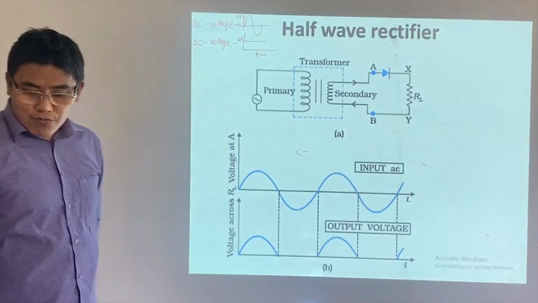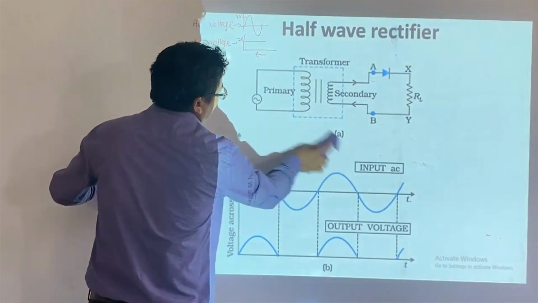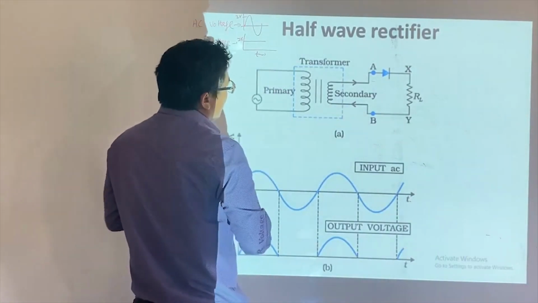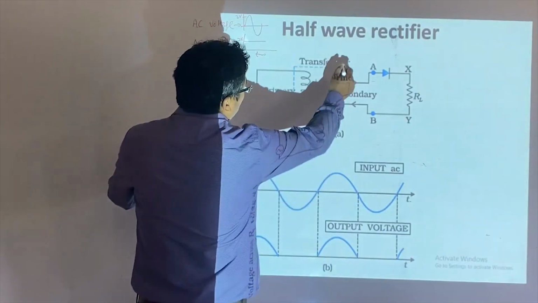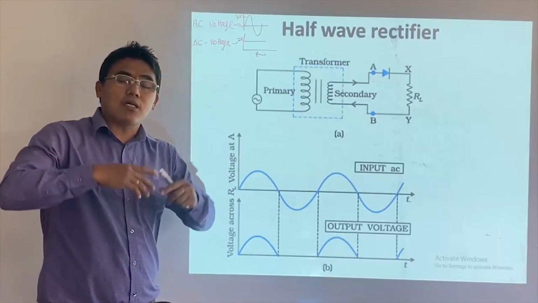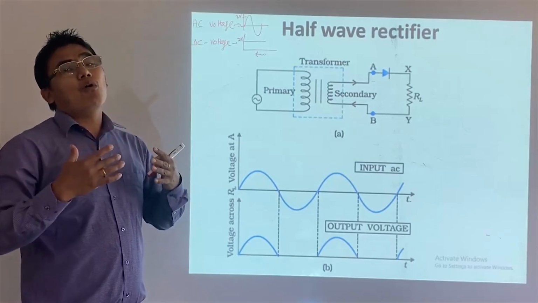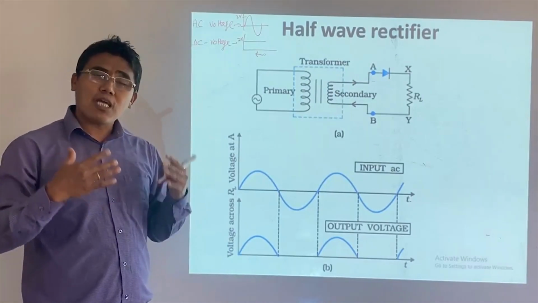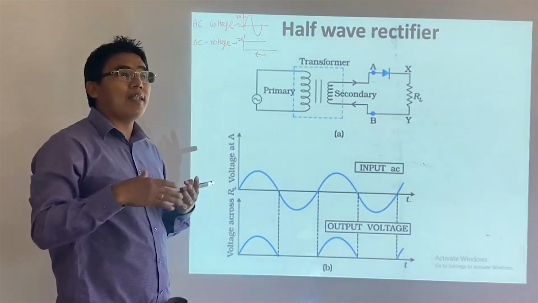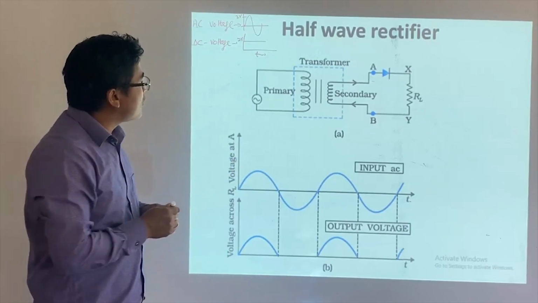Now first I would like to do the half wave rectifier. This is a simple circuit for a half wave rectifier. This is a transformer. The transformer we talked about last time, the purpose of a transformer is to step down or step up voltage. Here in this case we are going to step down voltage. If I feed 220 volts and step down to, let's say, 9 volts, the job of the transformer is to step down.